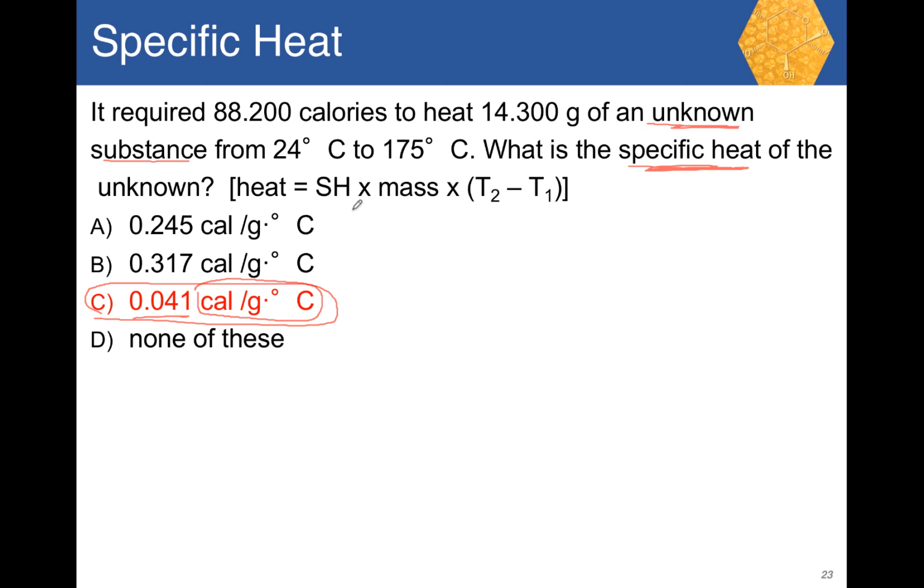Okay, so once again, make sure you can use this equation here to solve just about any of these aspects: the heat, the specific heat, the mass, or the change in temperature. We probably won't go there because it's a little more complex to do that calculation, but just the heat, the specific heat, and the mass.